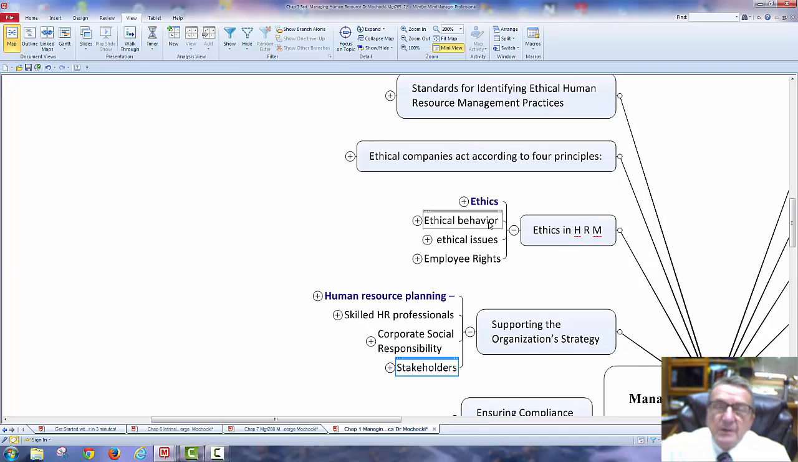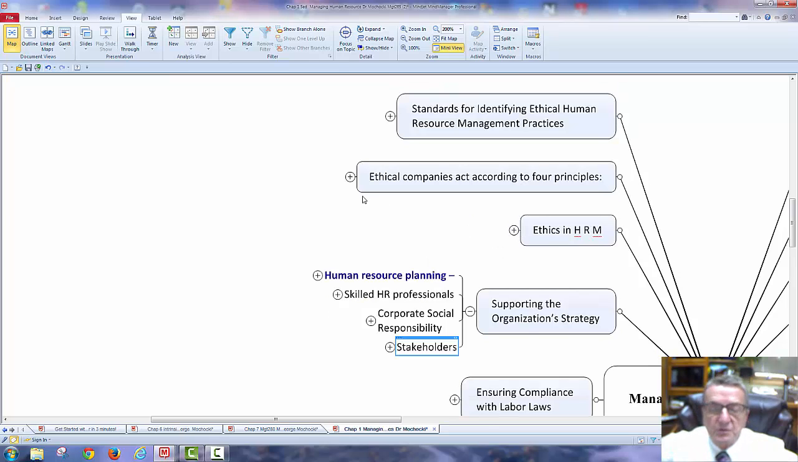Ethics, ethical behavior. Me as an HR representative must be ethical because people come to me. I have to keep what they tell me confidential, even though I'm in a management position, when I'm talking about another employee or another manager, unless it's important for the organization to know. But so I have ethical issues. I always respect employees' rights, and the whole chapter.